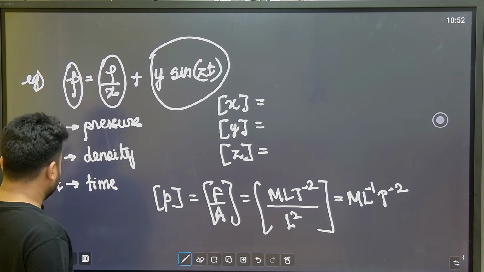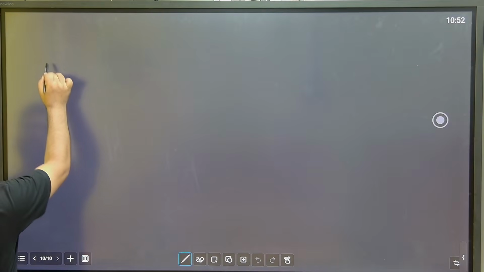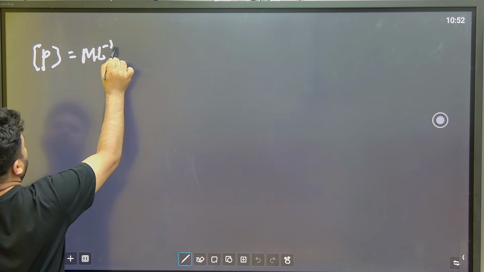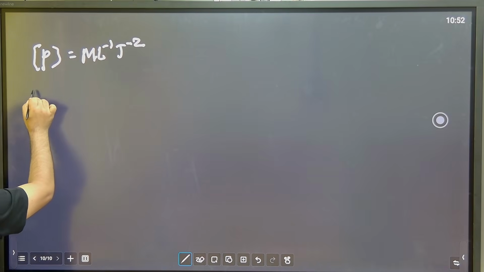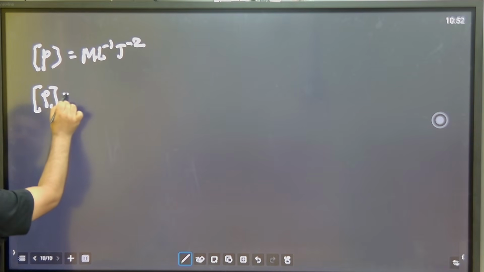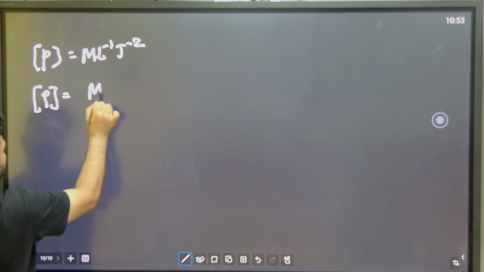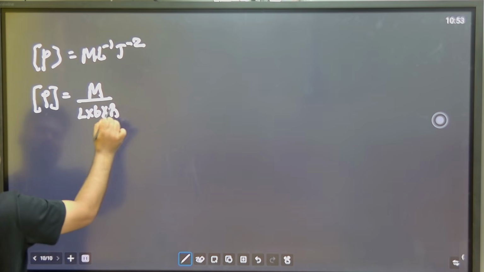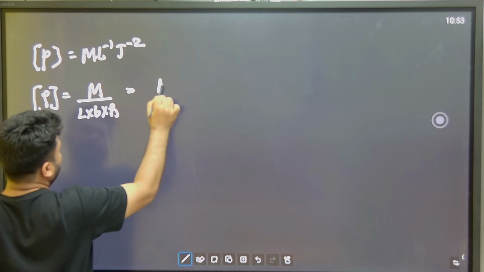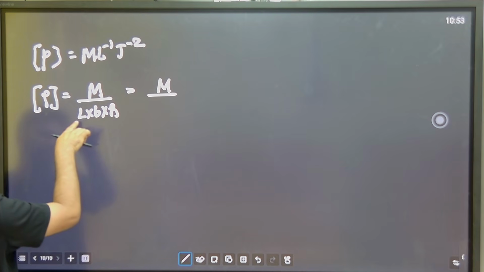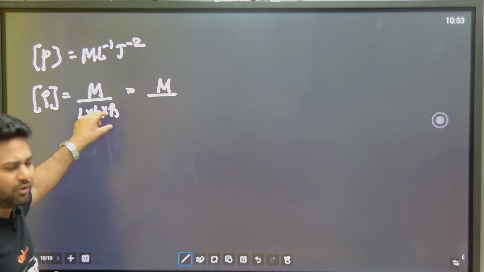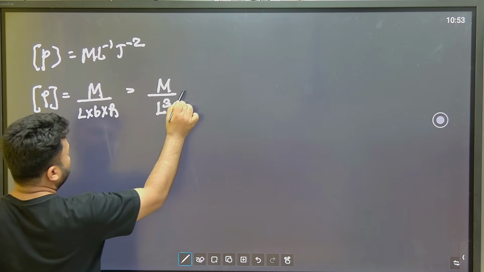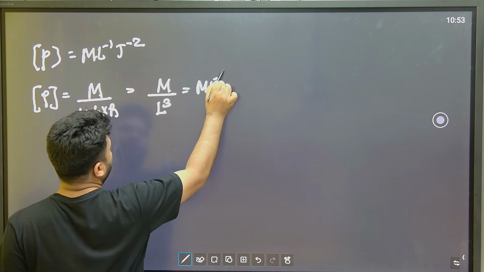Now, what is the dimension of density? The dimension of pressure I am writing as ML minus 1 T minus 2. Density is nothing but mass by volume. Volume is nothing but length into breadth into height. Length has the dimension of length, breadth is length only, and height is length only. So L cube, which means density is M L to the power minus 3.